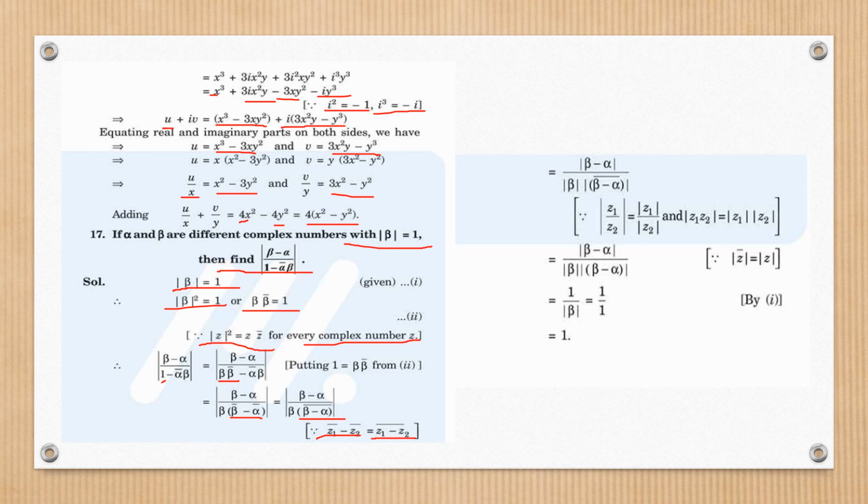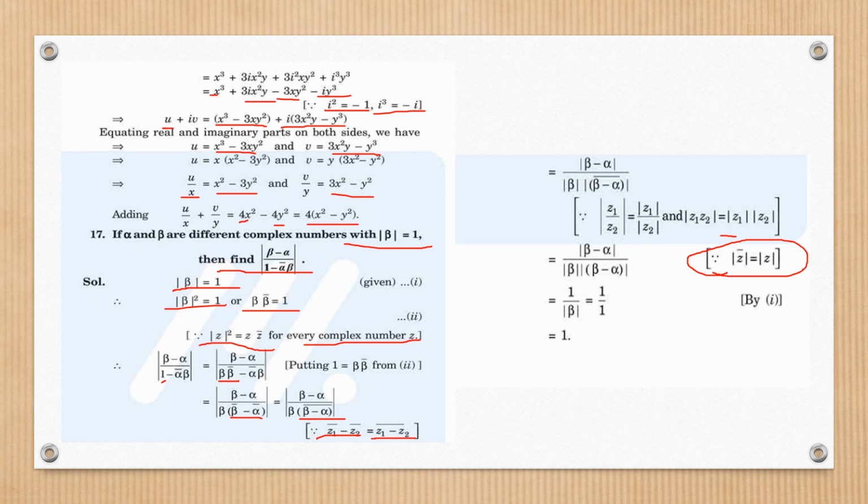Two more properties I can use are mod of z1 upon z2 is z1 mod upon z2 mod, and mod of z1 into z2 is z1 mod into z2 mod. Means I can separate the modulus for the numerator and denominator, and for the product of two terms also. So in the numerator I will separate mod of (beta minus alpha), and the denominator will become beta mod and mod of the conjugate of (beta minus alpha). Now this is the key step: mod of z conjugate is the same as z mod.